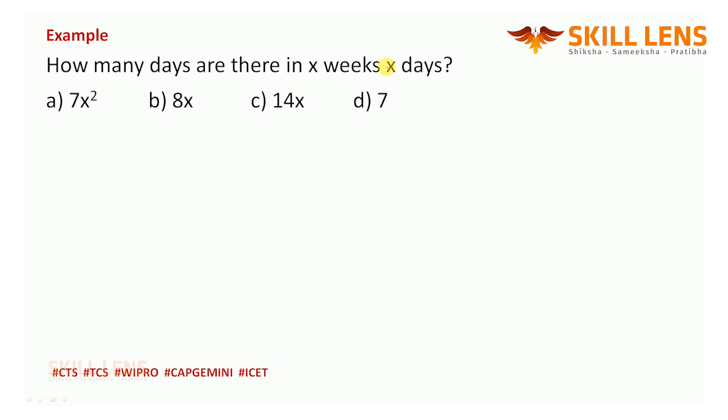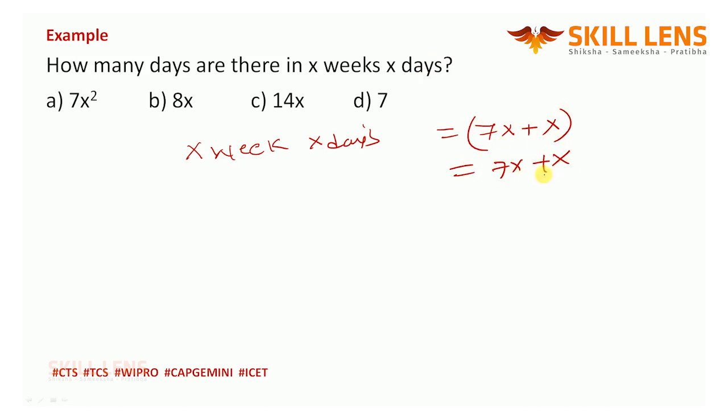Guys, it's very simple. X weeks and X days. A week has how many days? 7. Okay, so X weeks have 7 into X days, plus how many extra days you have? X days. So the total number of days is going to be what? 7x plus x. That will give you 8x days. So the answer for this question is 8x. The question looks very difficult, but actually it is very easy.